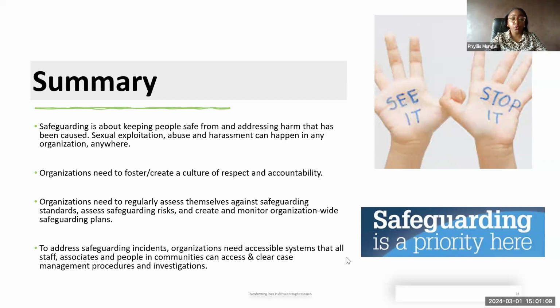Thirdly, we need to regularly assess the safeguarding standards, look at the safeguarding risks, and create and monitor organization-wide safeguarding plans. And lastly, addressing safeguarding incidents. Organizations need accessible systems that all staff, associates, and people in communities can access.